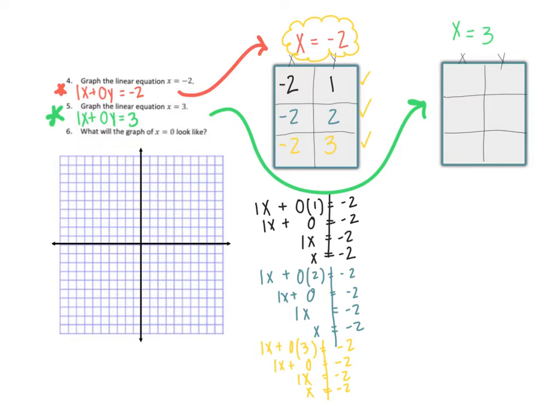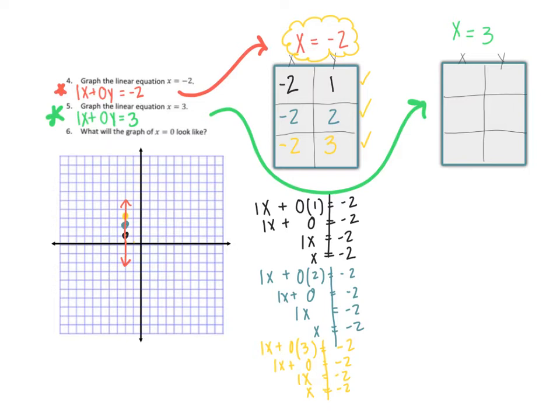So I'm going to go ahead and graph this off to the side, and then we will go over the next one. So I'm going to go -2, 1. So I'm going to go over 1, 2, up 1, and then I have -2, 2, and then I have -2, 3. So you'll notice that this whole line is always going to be right on this vertical line, okay? So let's look at number 5.